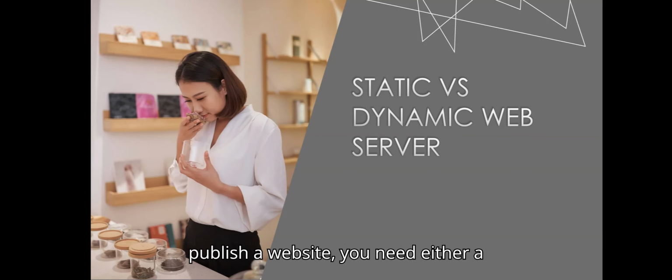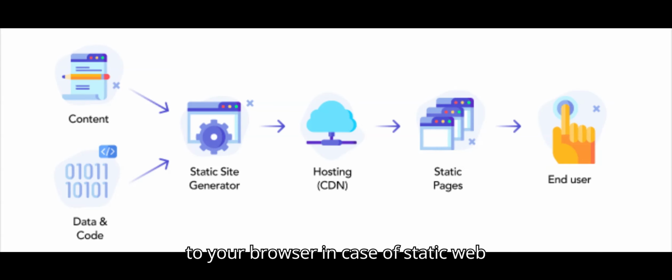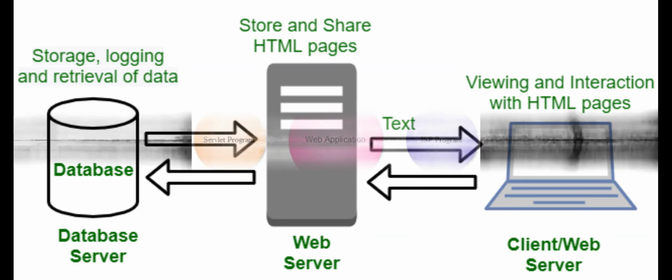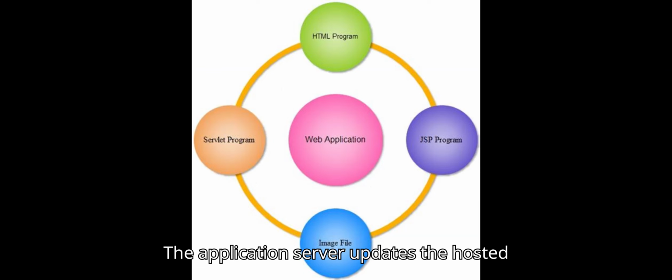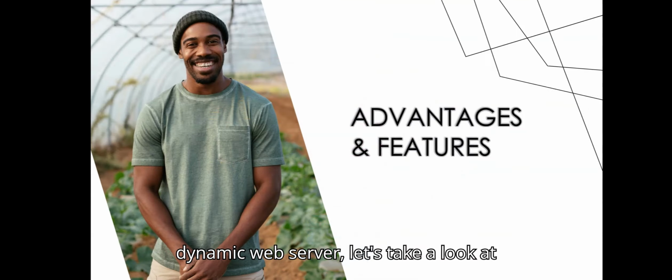To publish a website, you need either a static or a dynamic web server. A static web server, or stack, consists of a computer with an HTTP server. The server sends its hosted files as is to your browser in the case of a static web server. A dynamic web server, on the other hand, consists of a static web server plus extra software, most commonly an application server and a database. The application server updates the hosted files before sending content to your browser via the HTTP server in the case of a dynamic web server.